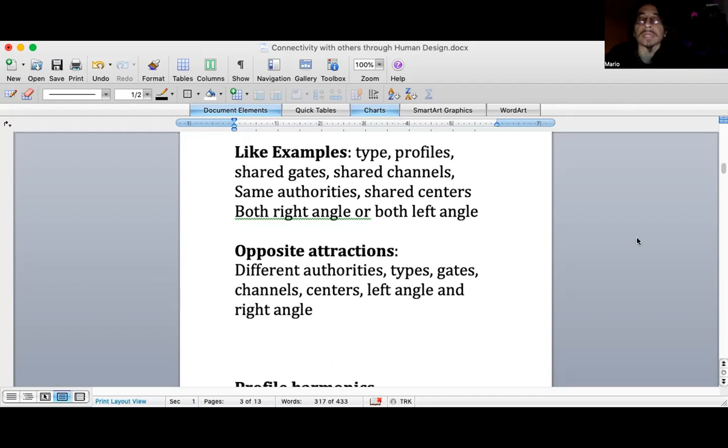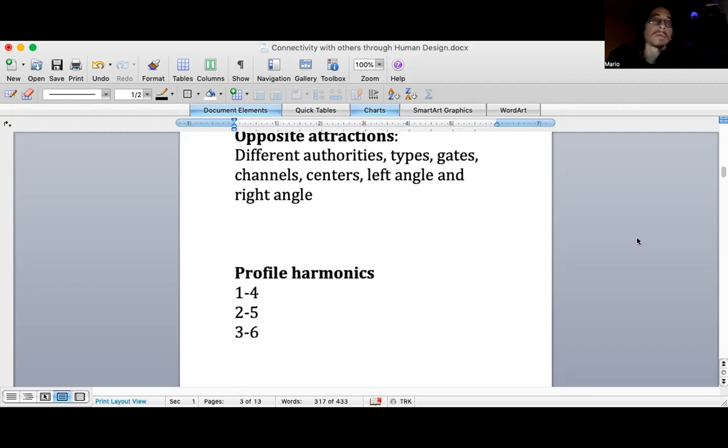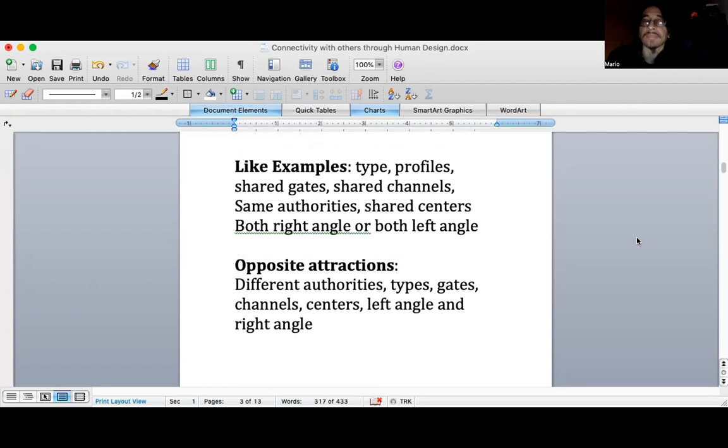Now with opposites attract, it could be left angle and right angle together as well. And these are the two trajectories of attraction, the two kind of directional vectors. Usually a more mature expression is like attracts like, but there are exceptions. Of course, we all have a mix of like attracts like and opposites attract.